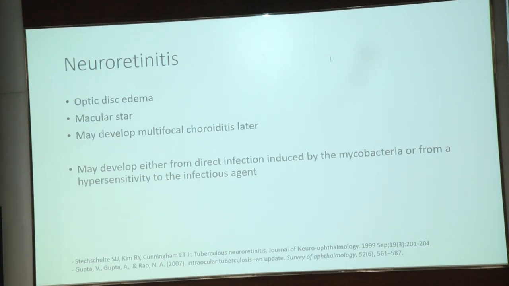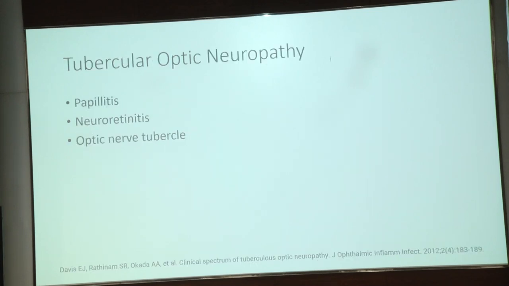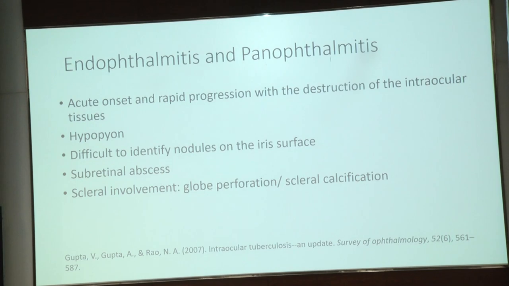A few of the rare presentations: neuroretinitis can also occur in the form of a macular scar formation, and tubercular optic neuropathy can also occur in these kinds of patients. Again, endophthalmitis and panophthalmitis are also very rare presentations of intraocular tuberculosis. In these patients, it will be associated with some kind of a hypopyon or a subretinal abscess formation, as Dr. Anirudh sir had shown in one of the cases.